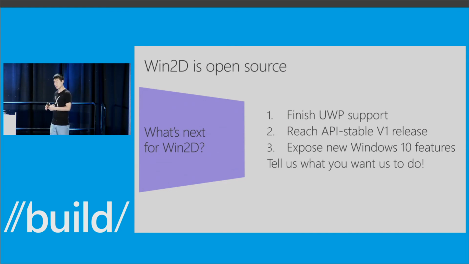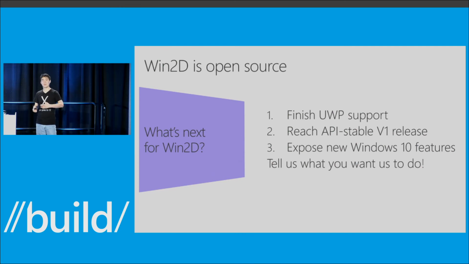Okay, so what's next for Win2D? First up, we want to finish support for the universal Windows platform. And what this means is we want to reach the same level of API stability and feature completeness as we have with the Windows 8.1 version. Second, we want to reach an API stable 1.0 release for people who don't want to deal with API breaking changes. If you go on NuGet today, you'll see that the current version is either 0.17 or 0.18.